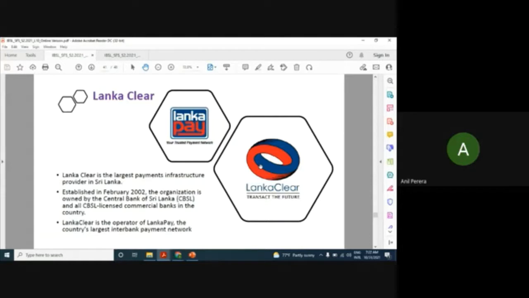Now, right now I don't know whether this has been revised. The maximum value allowed per transaction is, I think, 50,000, but I'm sure these rates or limits could be revised going forward with the expansion of the demand for the usage of these facilities.